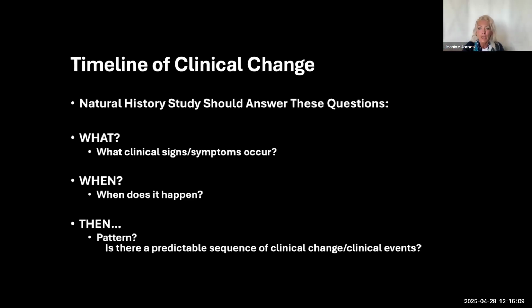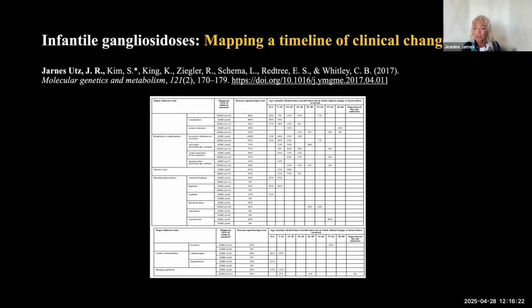So that is something I want to share, and I want this to happen with C-Path, not just say what happens with the disease, but is there a sequence of events, any type of pattern we're picking up on? It's incredibly important for bringing therapies to market. And I coined this the timeline of clinical change.